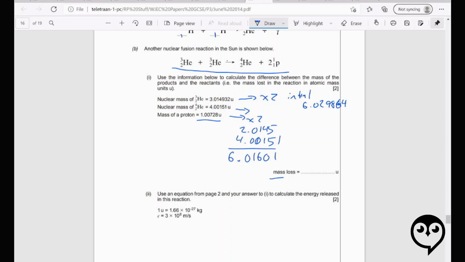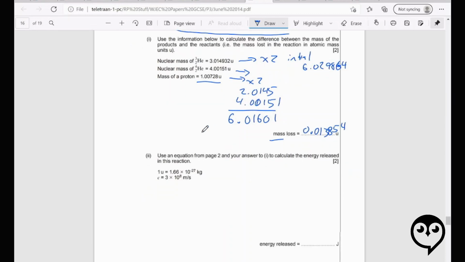I'm going to save that one as well. And then I'm going to do that minus the other one. And the mass loss, I got a negative number here. I got 0.013854. That's the mass loss. That's the mass defect. And now they're telling you on page 2 to use an equation.